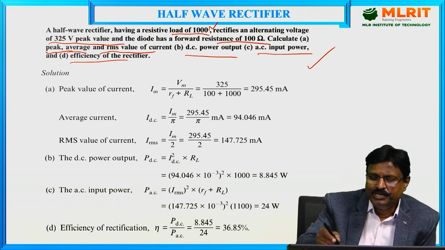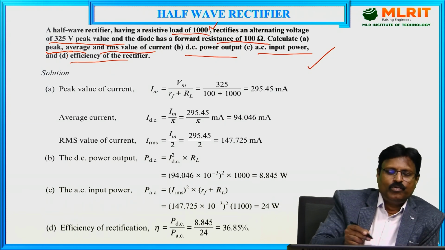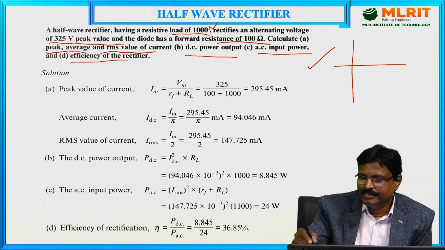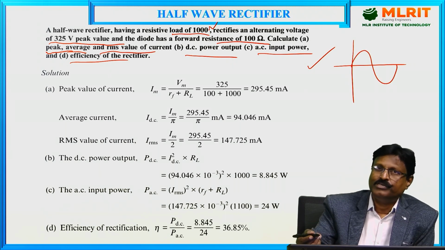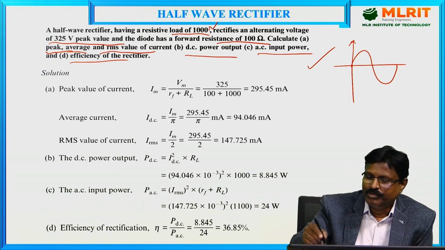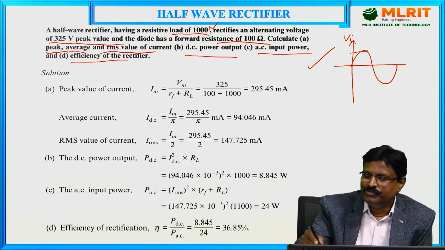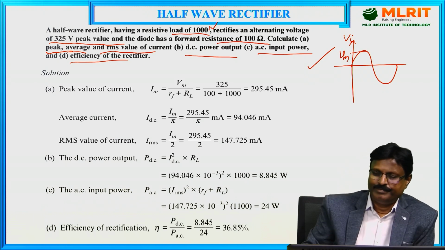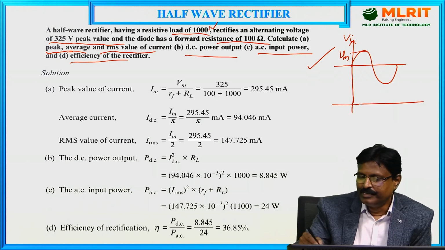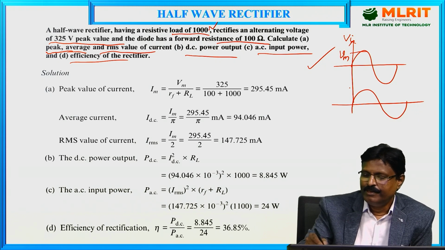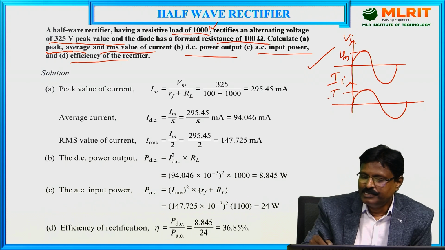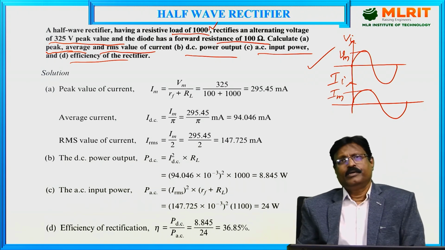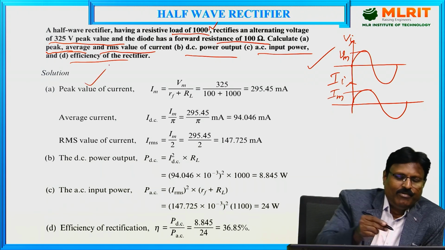So what is the first one here? Calculate the peak value. Peak value means, as I already said, the signal is represented like this, whether it may be a voltage waveform or a current waveform. Here I am taking it as a voltage waveform, so this value is called the peak value. Similarly, if it is a current signal waveform, I am writing it as I, and the peak value is represented as IM. So he is asking to calculate the peak value of current.